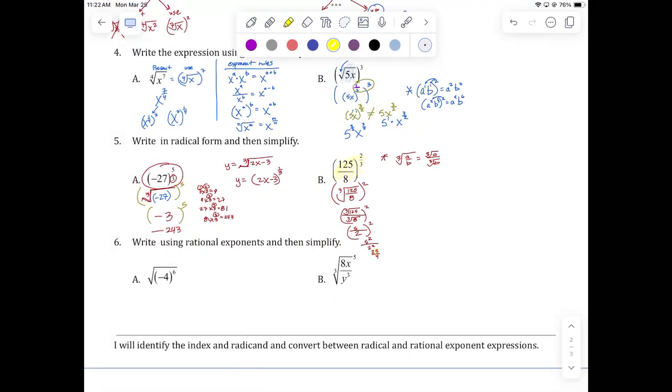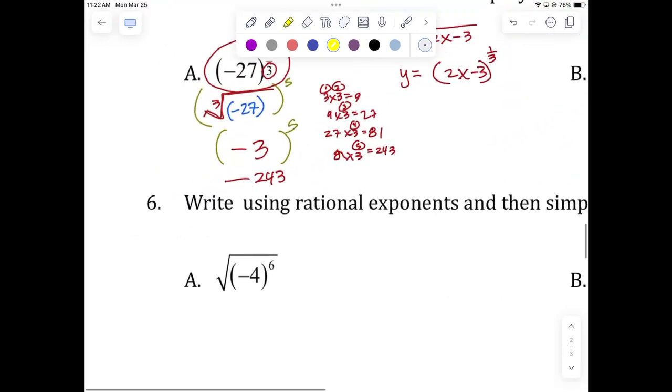Because I guarantee, pre-cal kids are still weak in this. Calculus kids are still weak in this. Y'all are Algebra 2 kids. Right now, you can nip this in the bud. You can get good at it right now and not have to be stumbling later on. Okay? Write using rational exponents and then simplify.